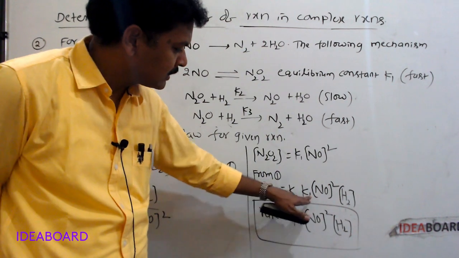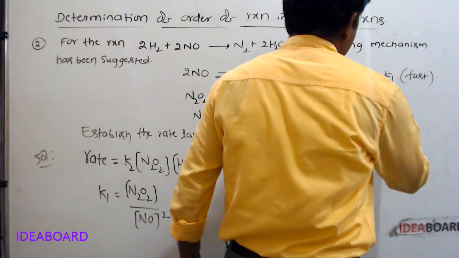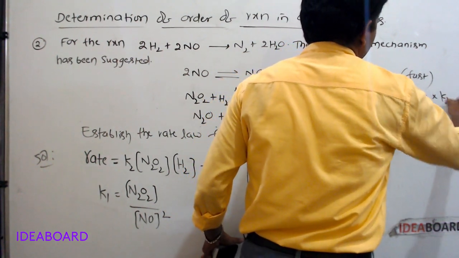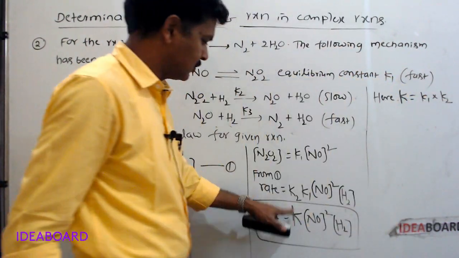Here this K is nothing but K1 into K2. K is equal to K1 into K2.